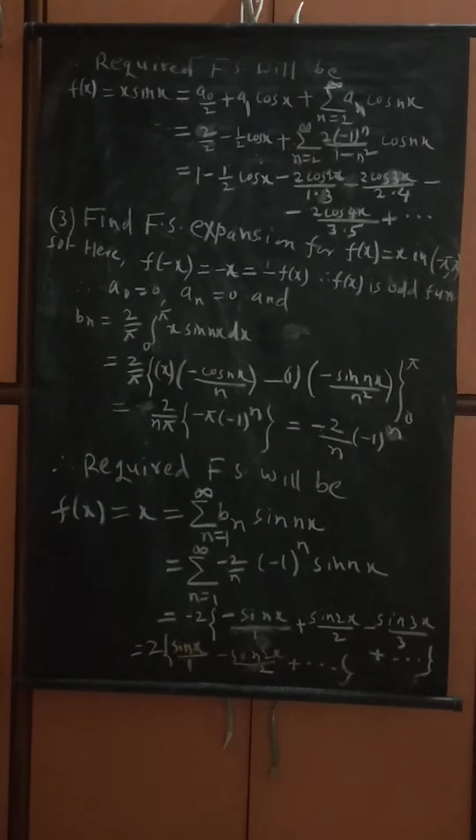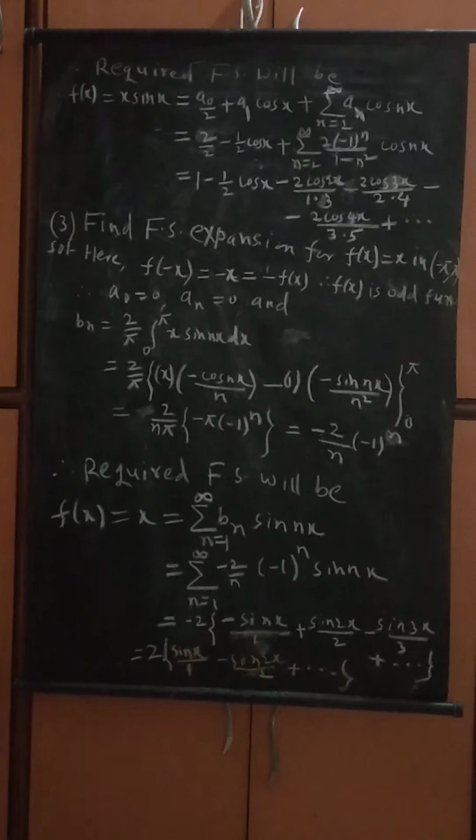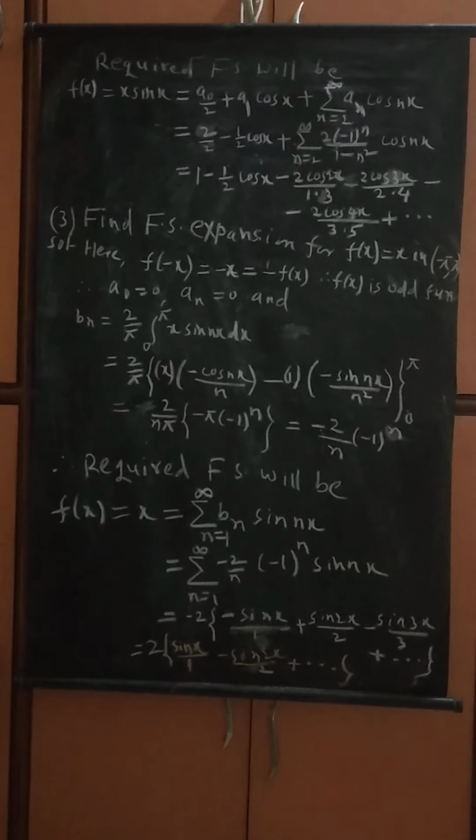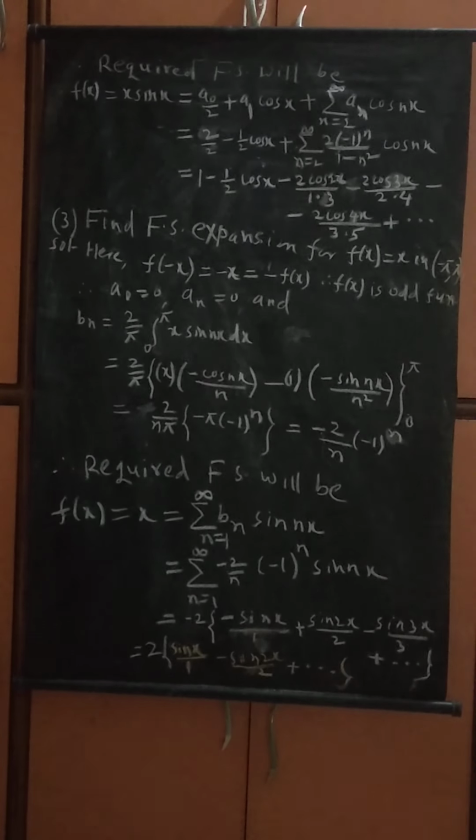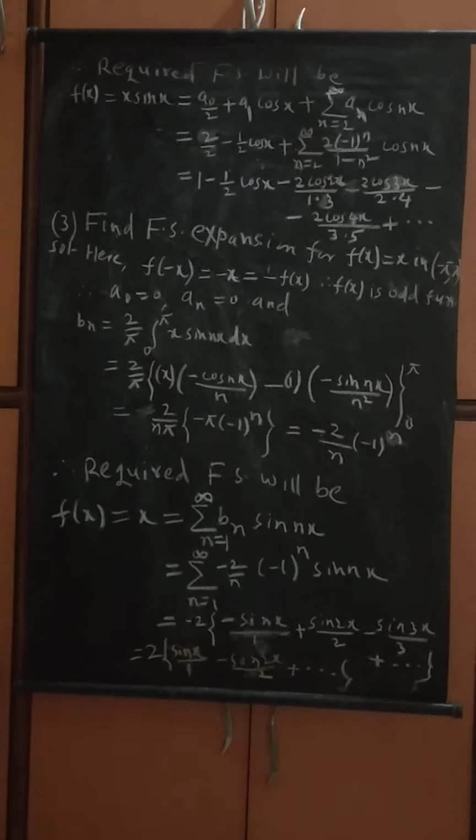The next example is find the Fourier series expansion for f(x) = x in minus pi to pi. Very simple. What do we do first? First we will see whether the given function is even or odd. So for that, f of minus x is equal to minus x is equal to minus f(x), and therefore our conclusion is f(x) will be an odd function.